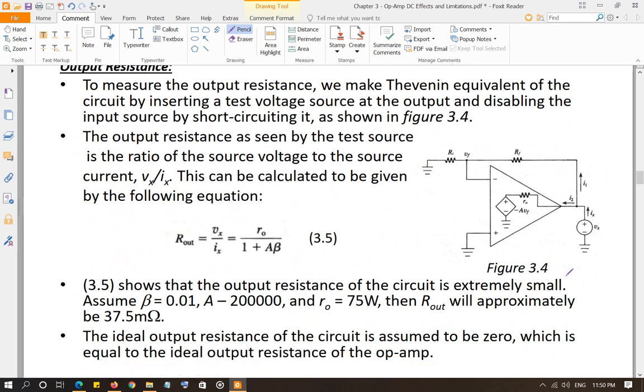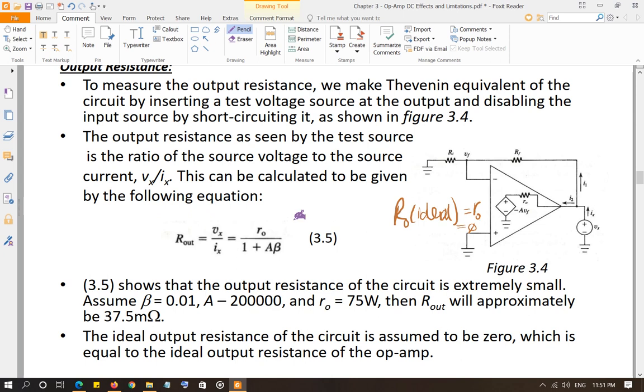Finally, the output resistance. The output resistance in the ideal situation is 0. It's the same thing as R out of the amplifier ideal value. So R out ideal is equal to R out of the operational amplifier, and the ideal R out value is 0.